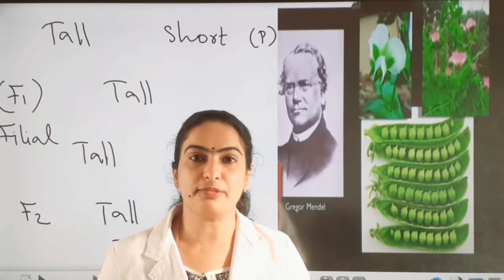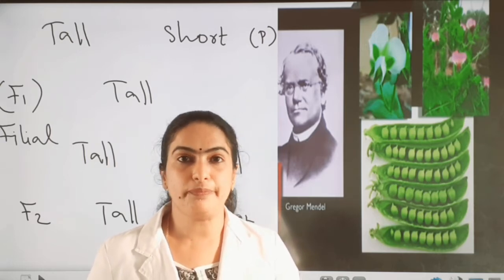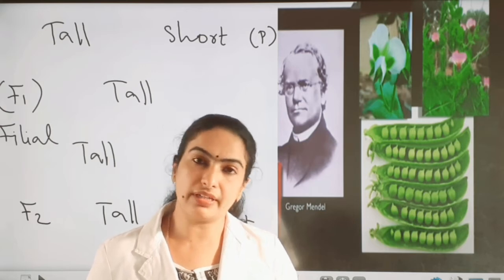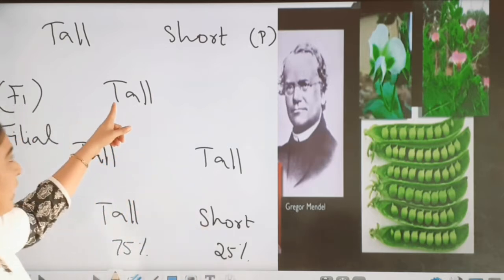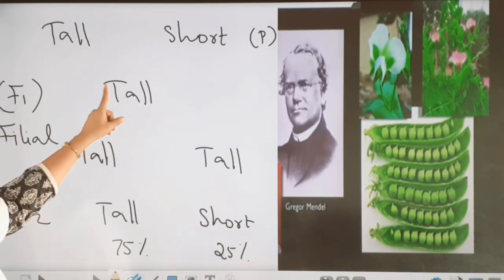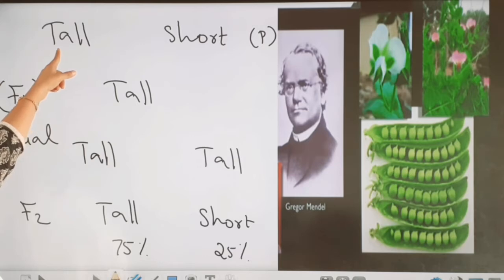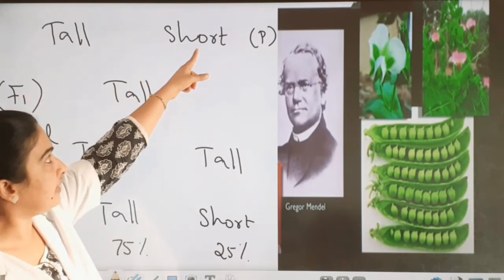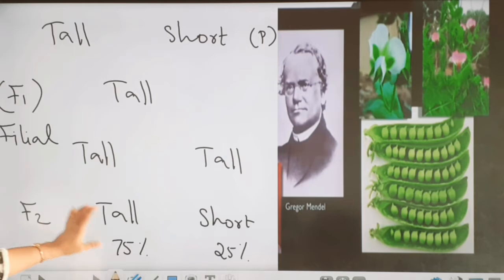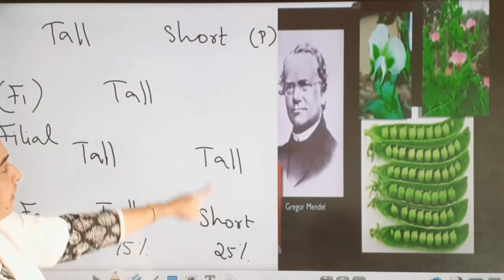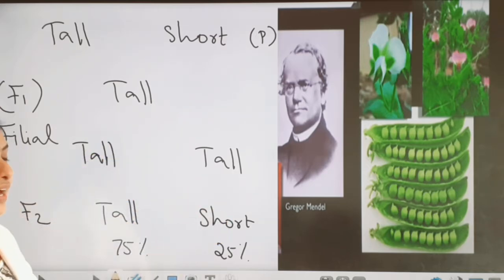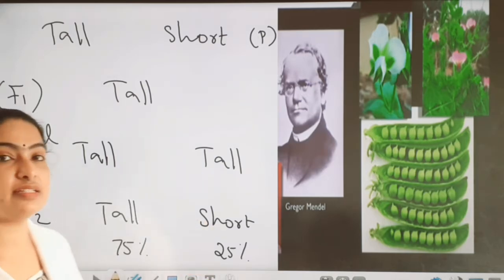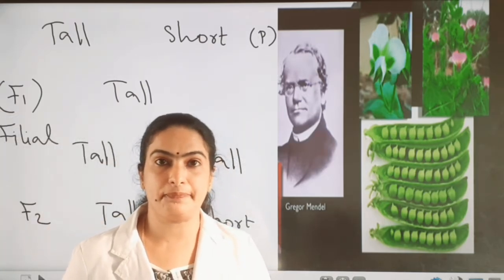Anyway, we can see once more. Is it clear? The tall character and short character were hybridized together. In the first generation, he got all tall plants. That means the offspring show one of the parental characters, and the other character was hiding. In the second generation, the offspring show both the parental characters. The character which was hiding in the first generation is expressed here, that is the short character. But he got only a small number of short plants in the second generation.